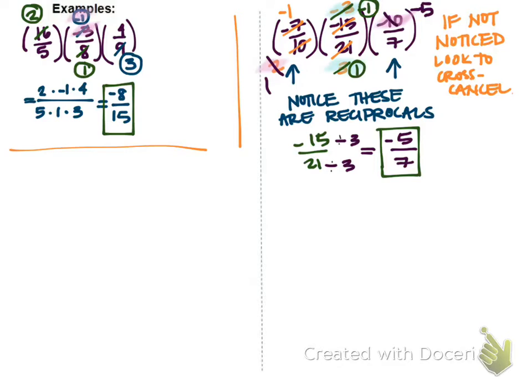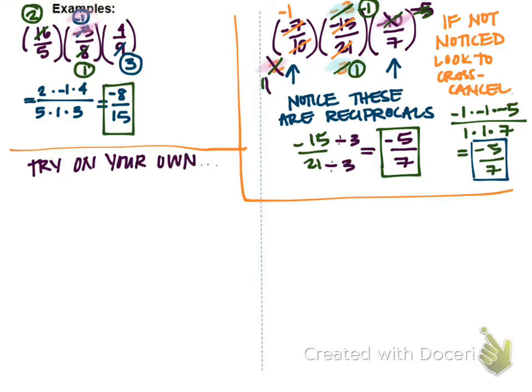So let's double check what that might look like. And in fact, I do get the same thing, -5/7. So let's take a look at the 3 problems we are going to be trying on your own. And here they are.